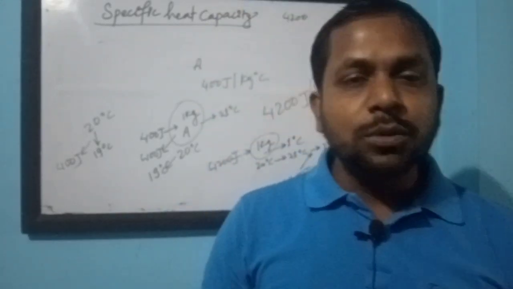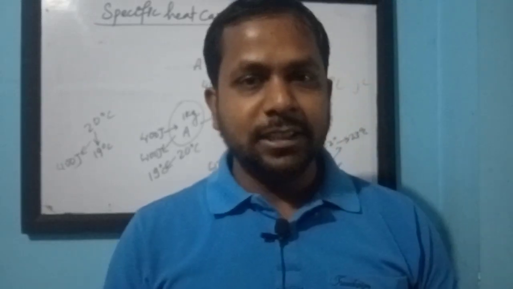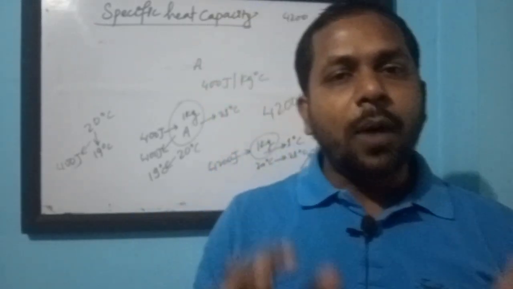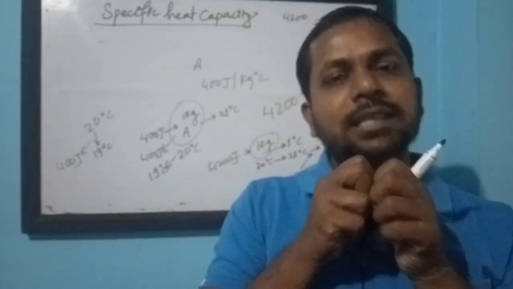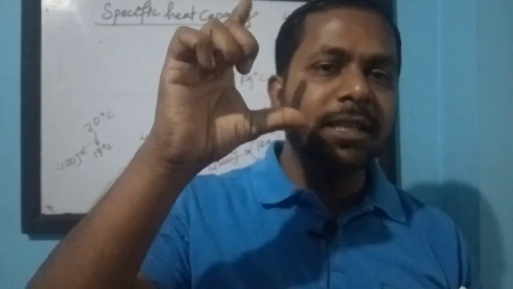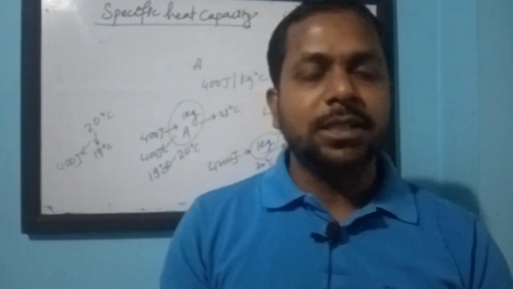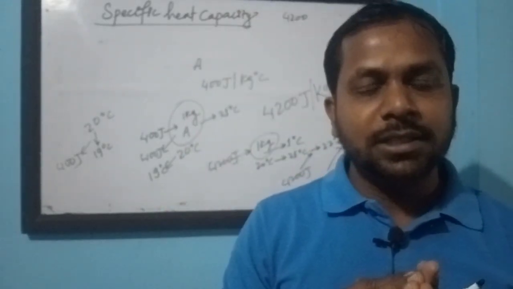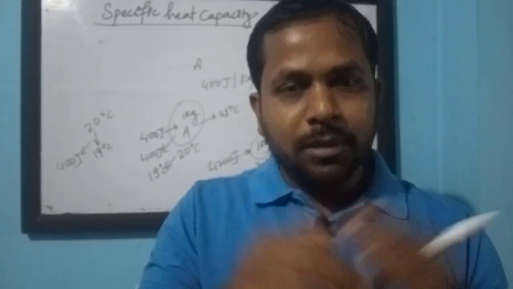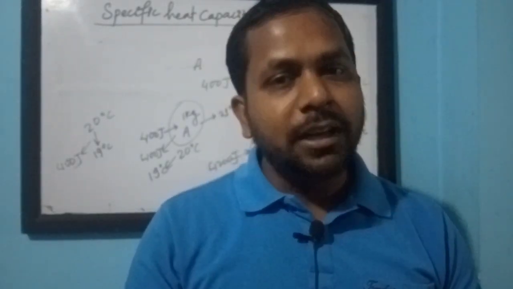So water is used to cool the hot engine. Because water has the highest specific heat capacity, it absorbs a large amount of heat for a small rise in temperature. But instead of water, if we use any other substance that has less specific heat capacity, it will absorb the heat, but its temperature will rise very fast.